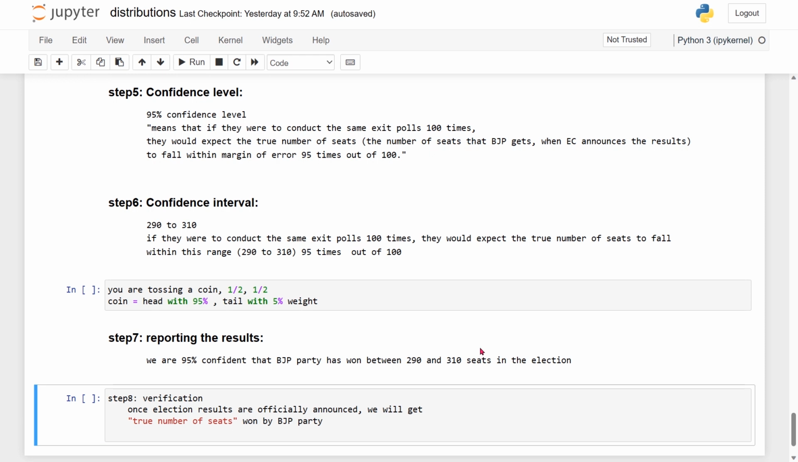This is what the confidence interval is. I hope you understood.